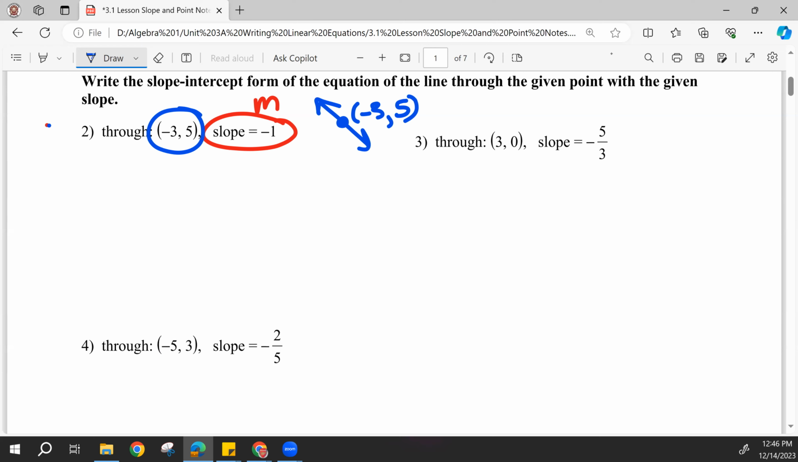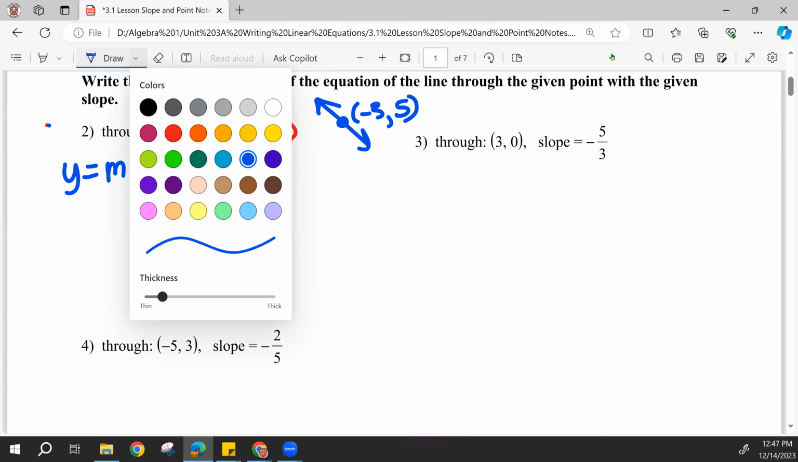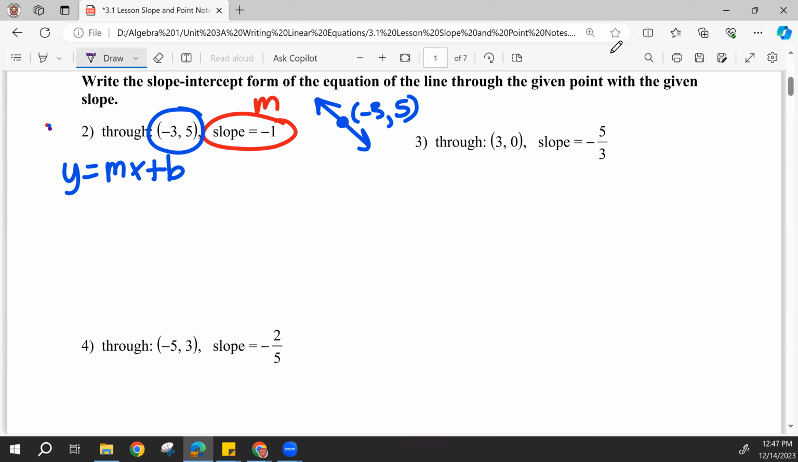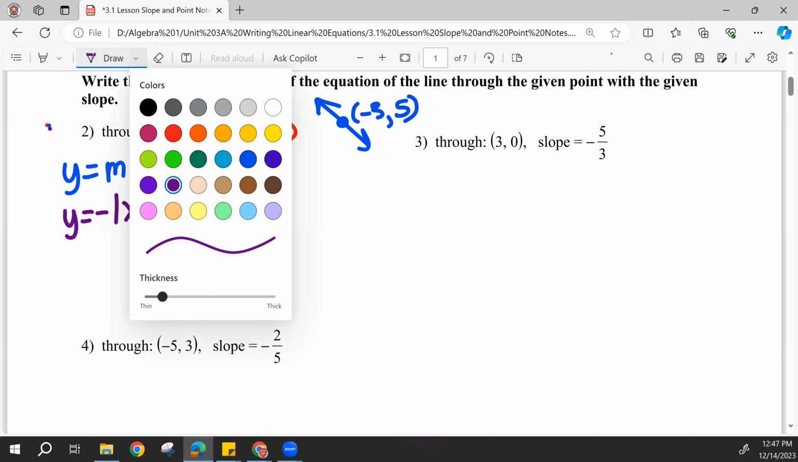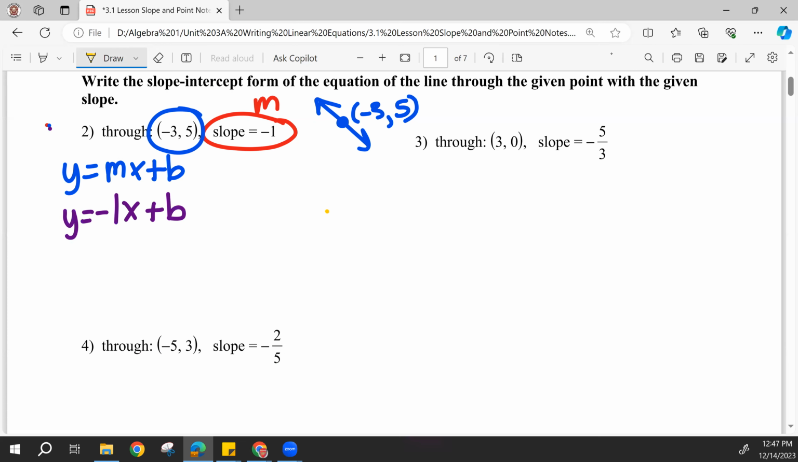So I'm always going to start with y equals mx plus b. The two things that I need to know about my line to write its equation are the slope and the y-intercept. Well, right now I know the slope, so I can plug that in. But I need to know the y-intercept. I need to know what b is. So before we can write our equation, we need to find b. Once we find b, we can plug it back in and we'll have our equation since we already have the slope.